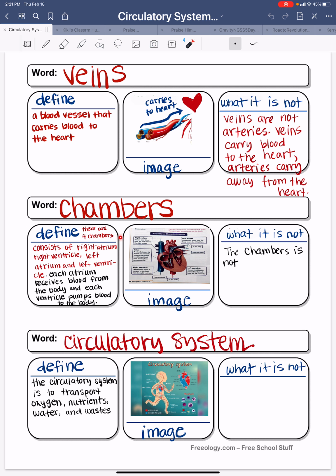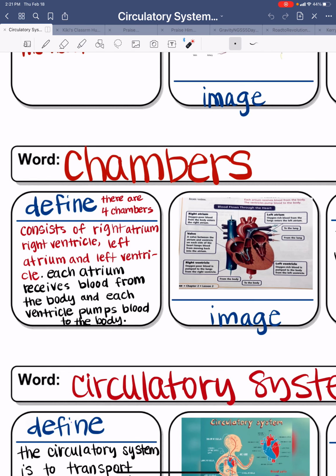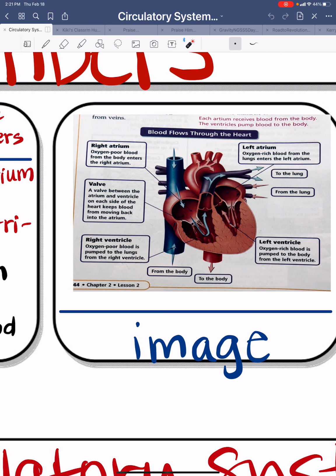Chambers, there are 4 chambers. The heart consists of the right atrium, the right ventricle, the left atrium, and the left ventricle. Each atrium receives blood from the body, and each ventricle pumps blood to the body. Here's an image. So there's the right atrium, the right ventricle, the left atrium, and the left ventricle.